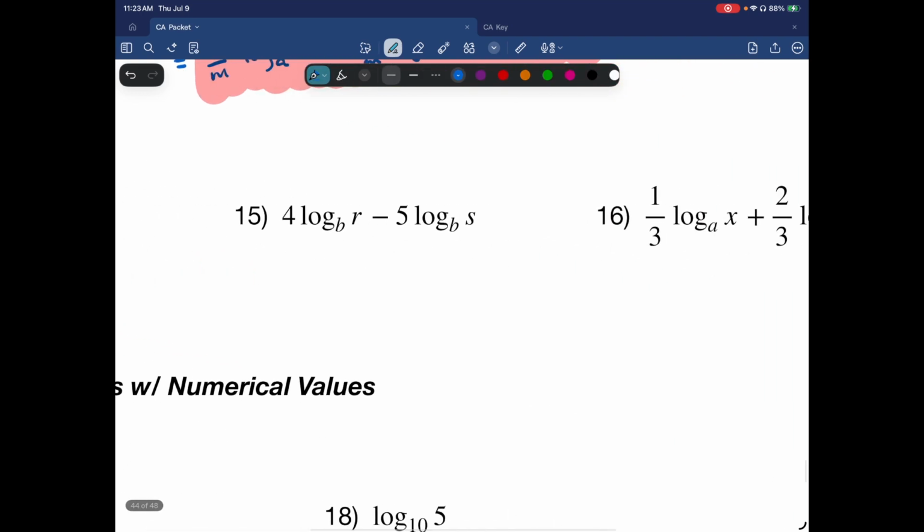All right, so let's see. We got, you can do this in a couple steps if you want to, but this is going to be log base b of r to the 4th over s to the 5th.